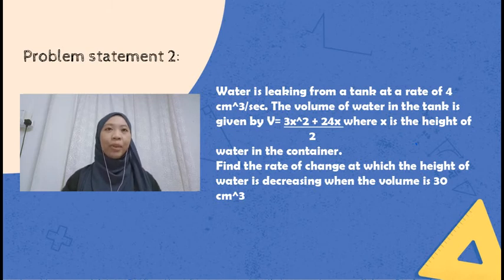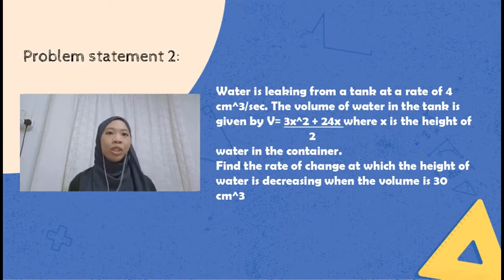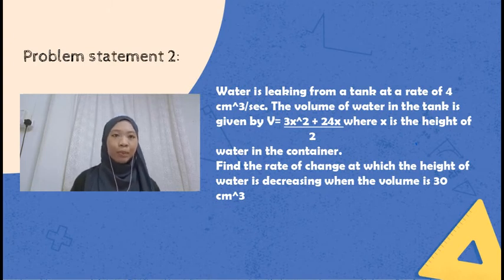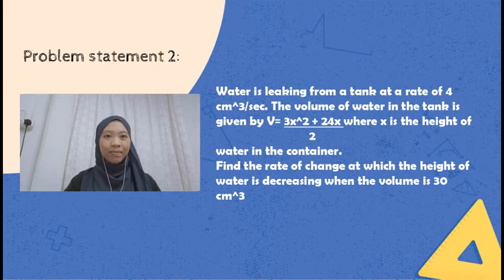Water is leaking from a tank at a rate of 4 cm³ per second. The volume of water in the tank is given by V equal to (3x squared plus 24x) divided by 2, where x is the height of water in the container. The question wants us to find the rate of change at which the height of water is decreasing when the volume is 30 cm³. For the solution, let's proceed to the next slide.